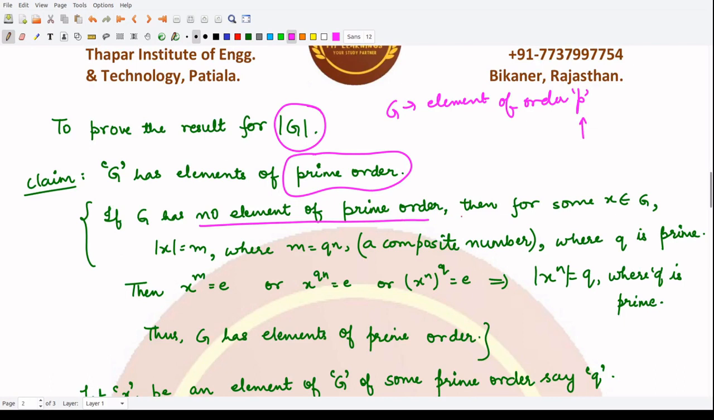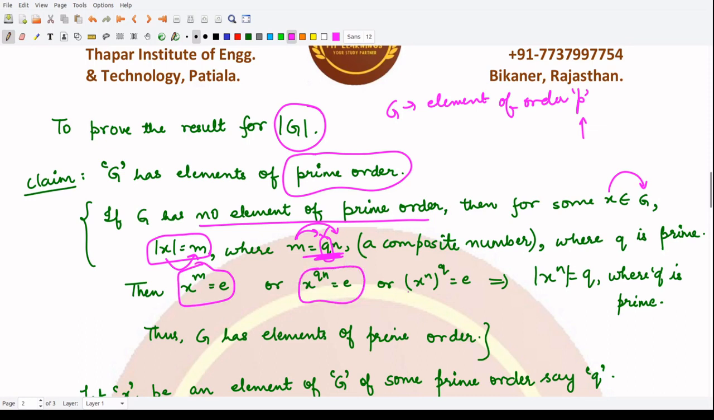Then what would happen? If you have some element X within G, then the order here would not be prime and it would be some composite number. So it would be the product of two numbers such that at least one of them is prime, because you know the property of composite numbers, you can decompose them into the product of primes. So we assume Q is prime. Because M is the order of X, X raised to power M is E. What is M? M is Qn. So X raised to power Qn is E.